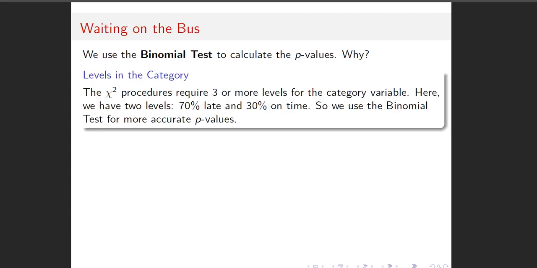So why did we use the binomial test? Well, it turns out that the chi-squared procedures require 3 or more levels of the category variable. So in other words, we need a probability model with at least 3 different probabilities in it. So the example I gave about the dice rolls, well, the dice has 6 different sides. So there are 6 different probabilities in that model. Now they all happen to be 1/6. They're the same value.